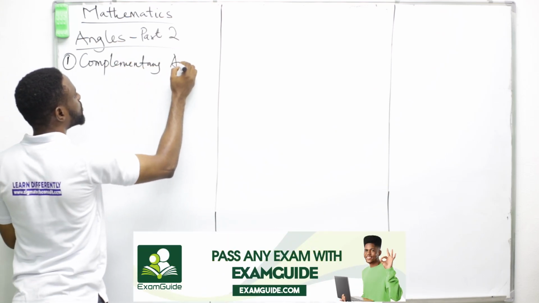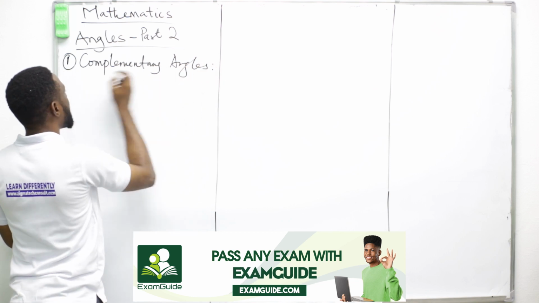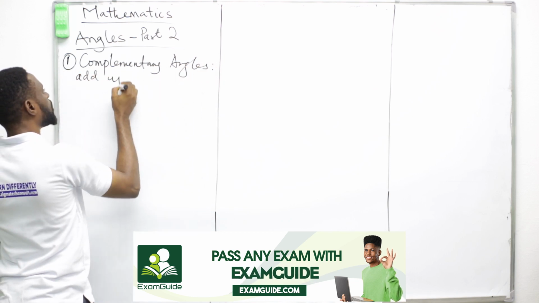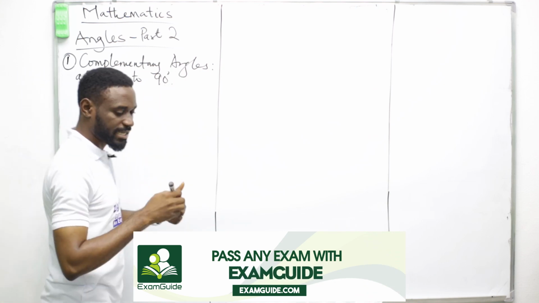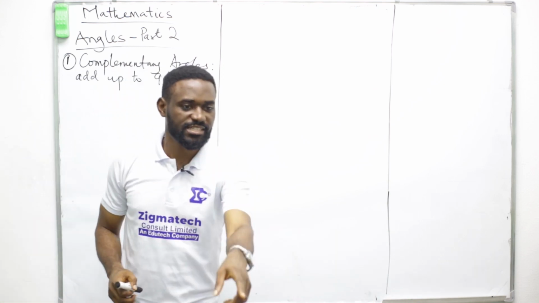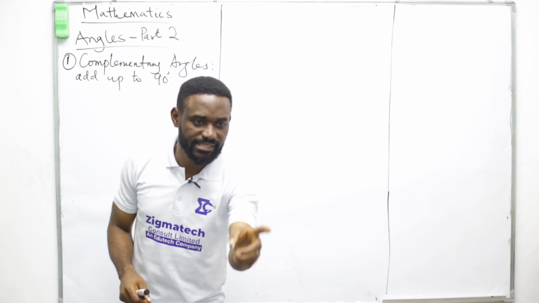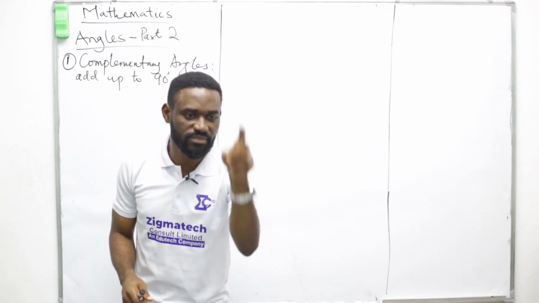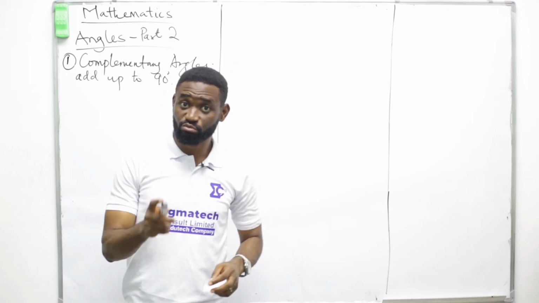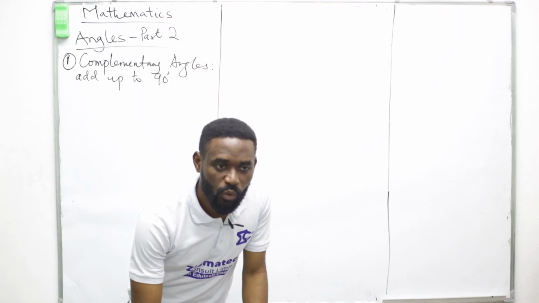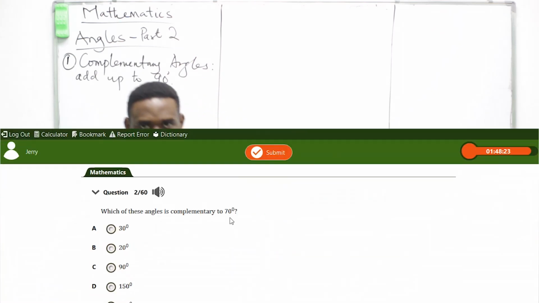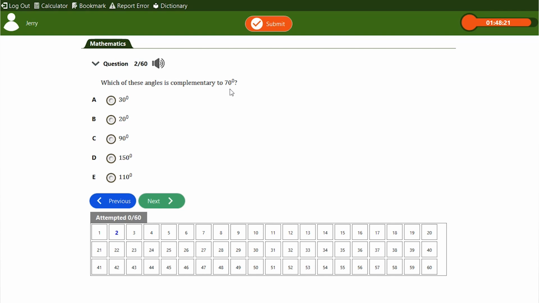So if we do number one, complementary angles, remember, add up to 90 degrees. They are asking, which of these? They say angle 30, angle 20, angle 90 degrees, angle 150 degrees, angle 110 degrees. We will find out that B is the answer, because option B, when added to 70, will give us 90 degrees. So that is how complementary angle questions come.